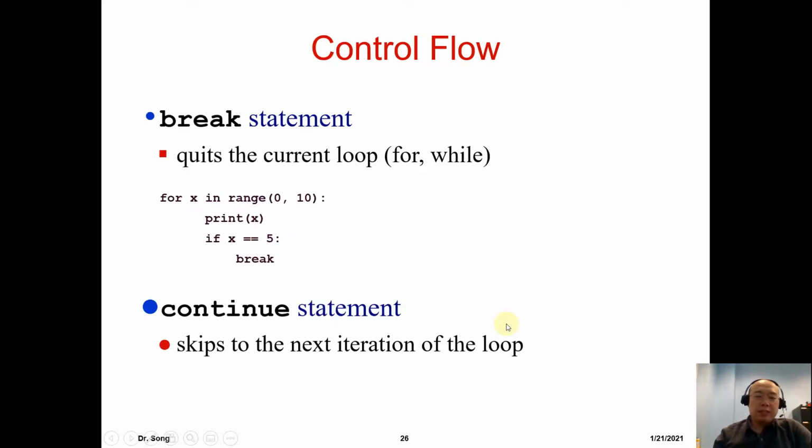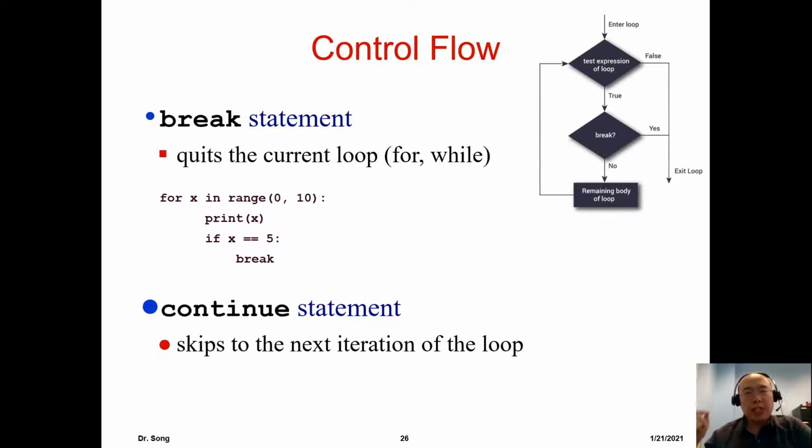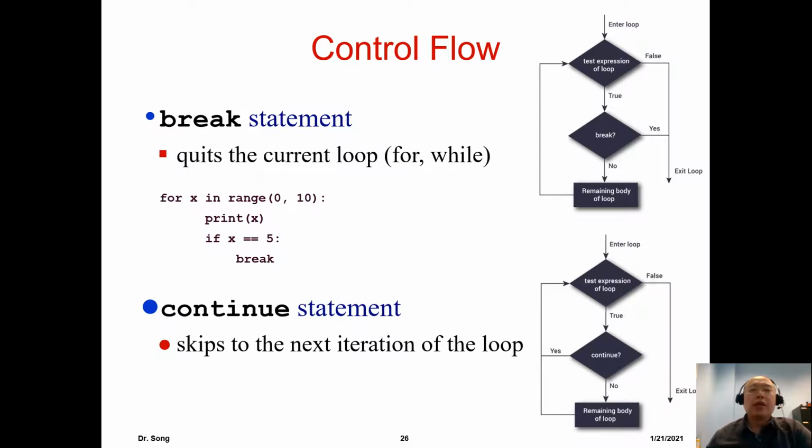Okay, and a little bit more on control flow. The break statement means that in the middle of iteration, if you hit the break, then the whole iteration will finish. So we are going to finish the entire iteration. And for continue, if we hit continue, this means for the current round we are going to finish early, but then we will go on to the next round if there is a next round.